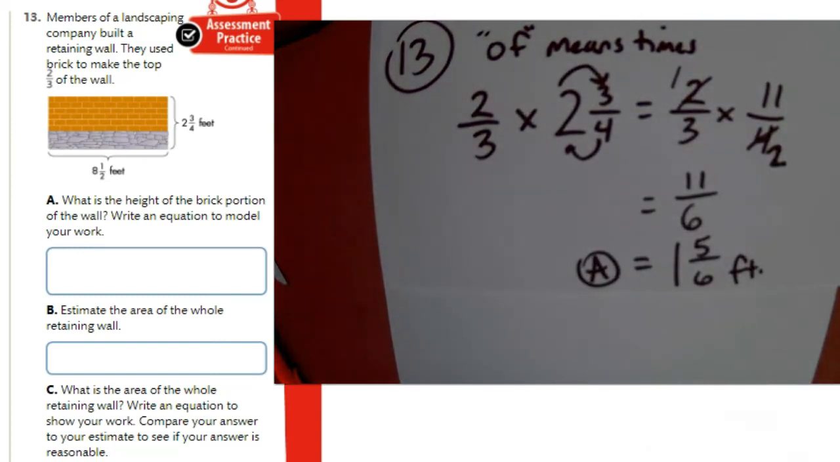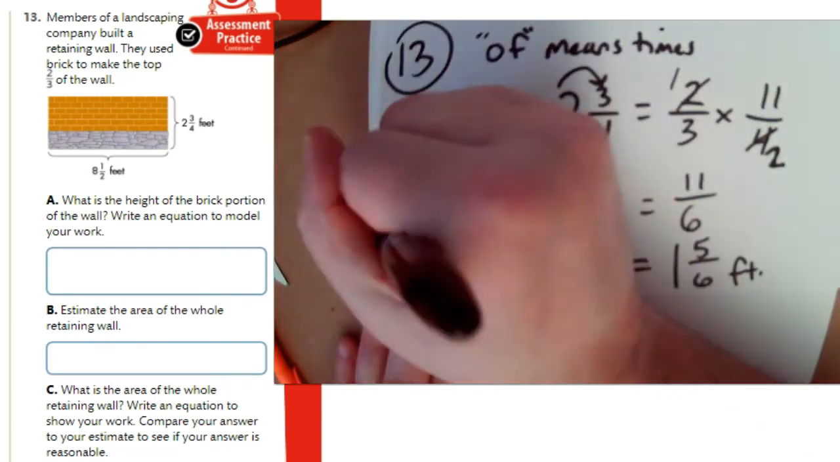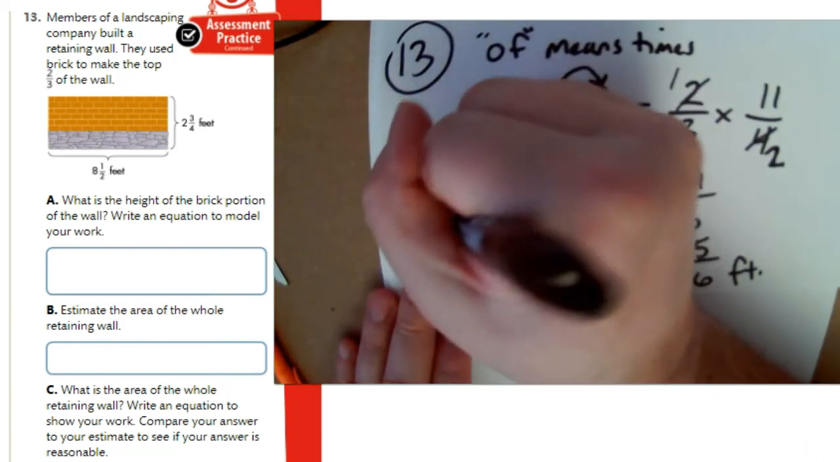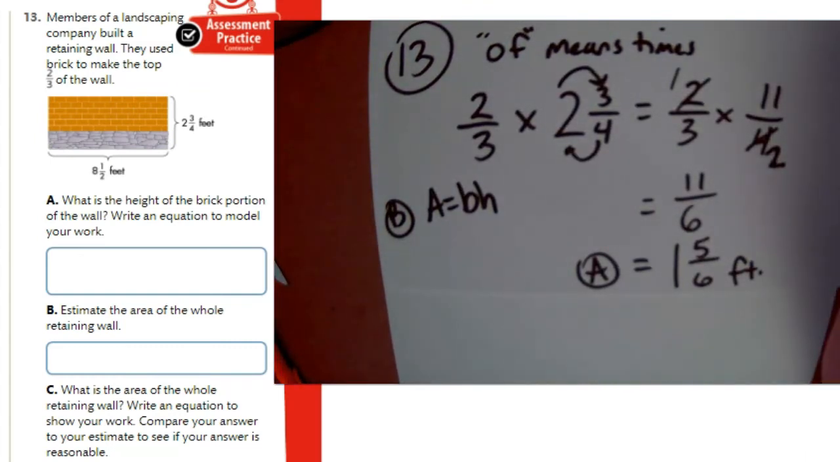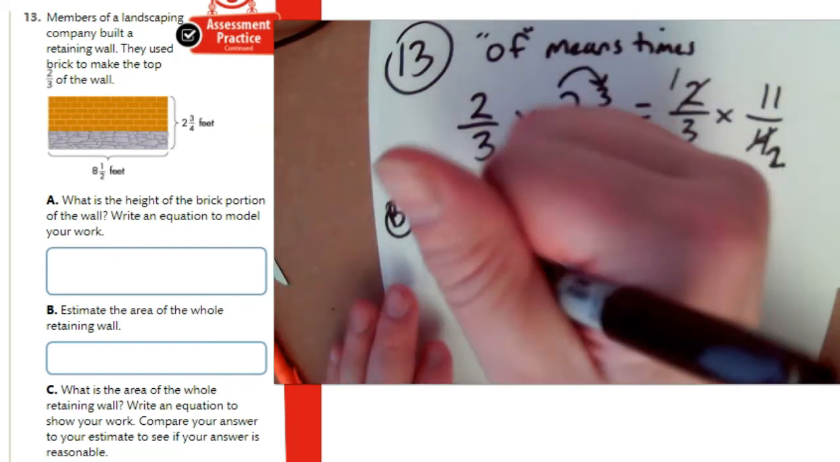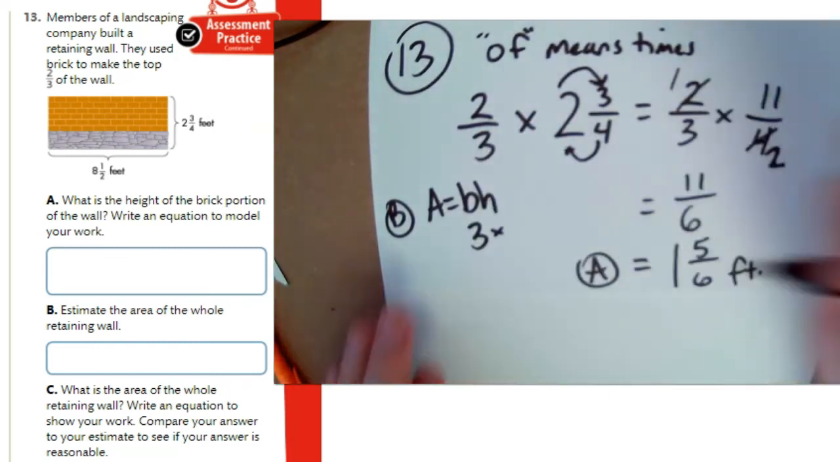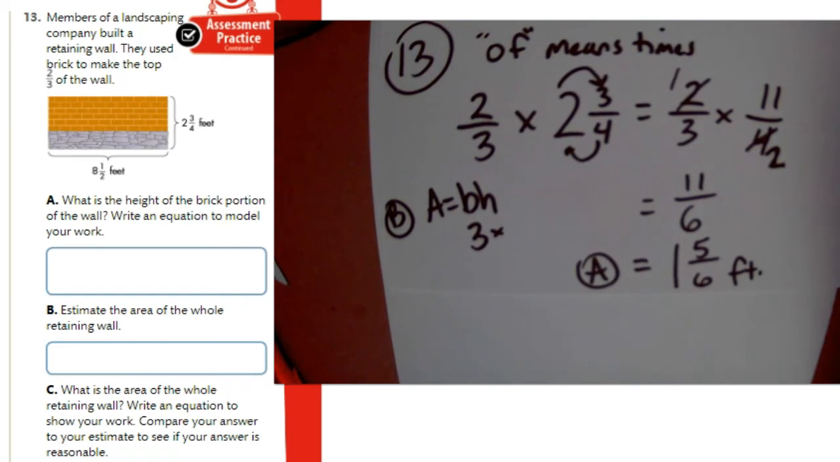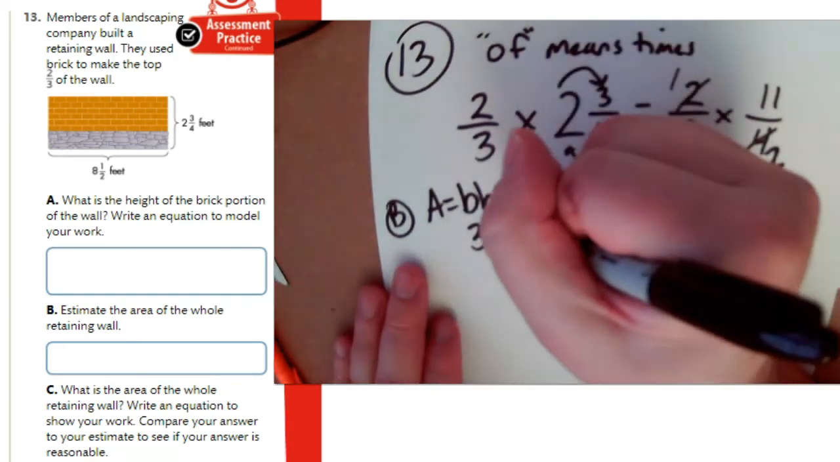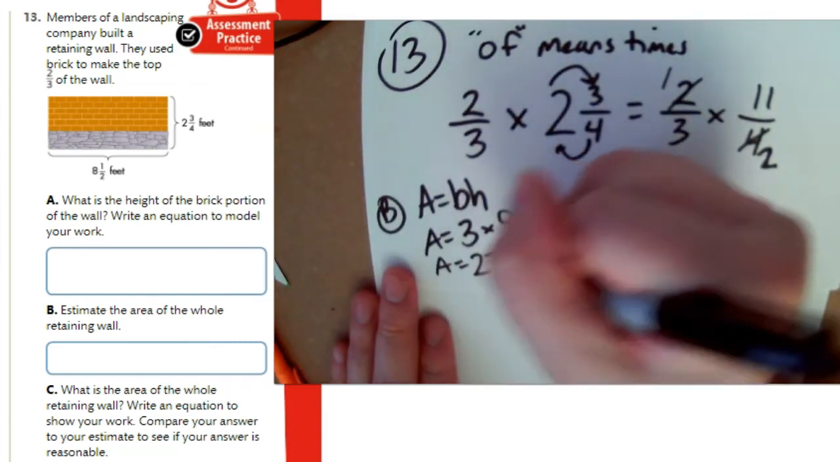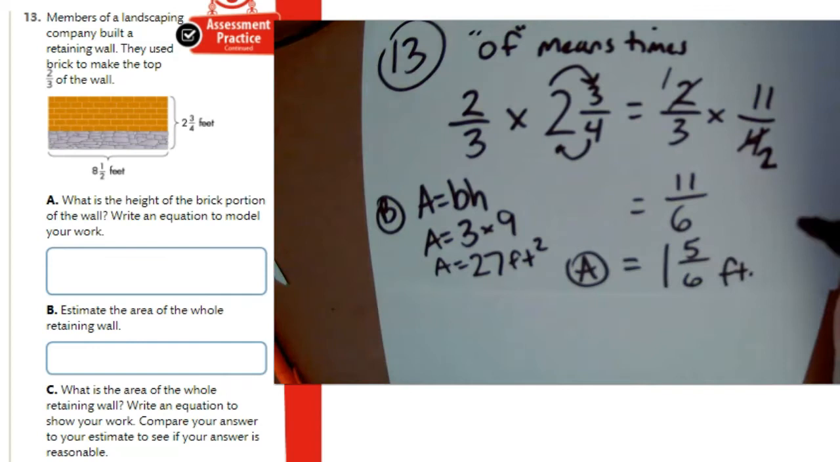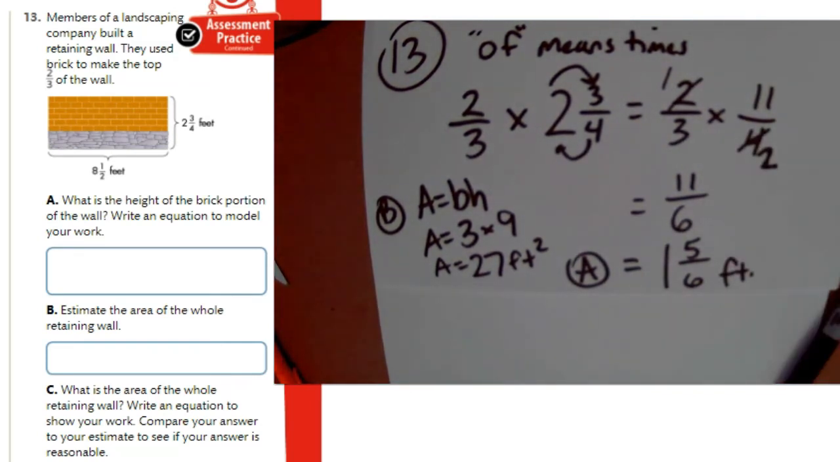Letter B says, estimate the area of the whole retaining wall. All right, no problem. We know for letter B, and I'm writing that over here, area equals base times height. If we're estimating here, we're going to take 2 3/4 and round that up to 3. And then 8 1/2, I'm going to round that up to 9. So 3 times 9 is 27. And I'll say square feet there, because it is square feet. We're going to move on to letter C.